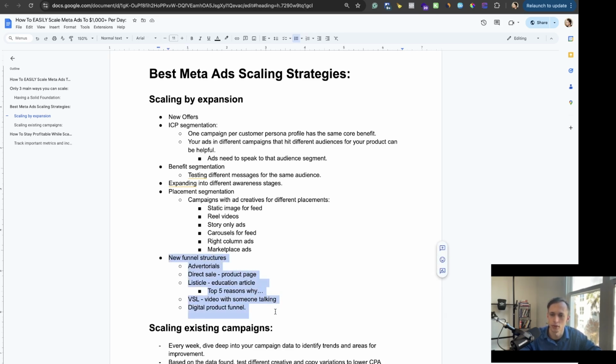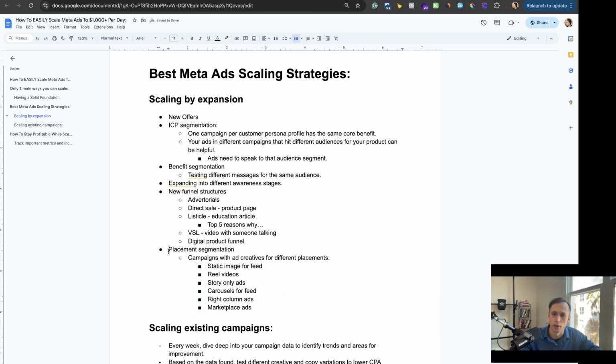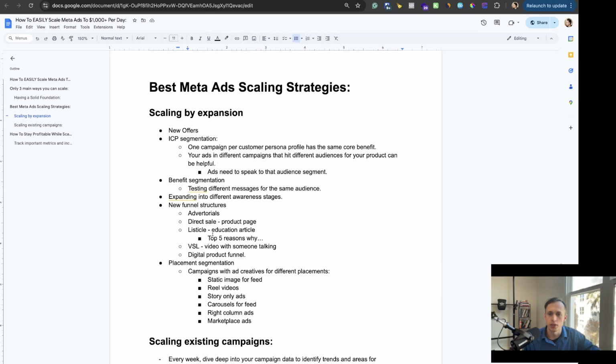But this can have a huge impact. Placement segmentation also ties into the funnel. Your ads need to be congruent with the landing page. And that's pretty much it.